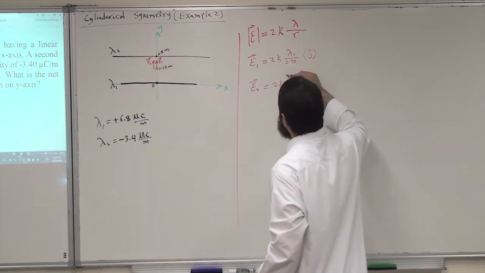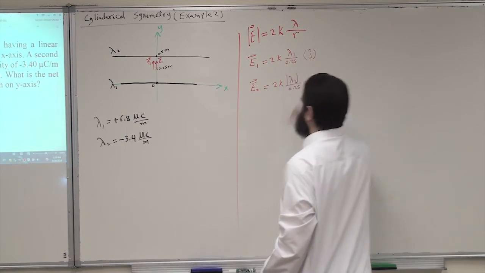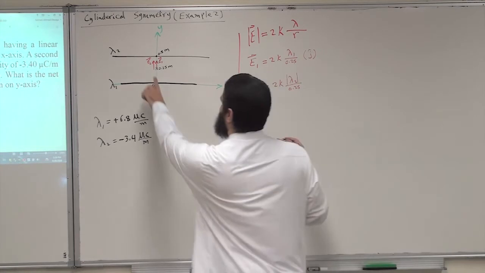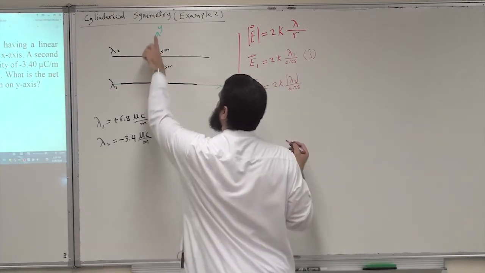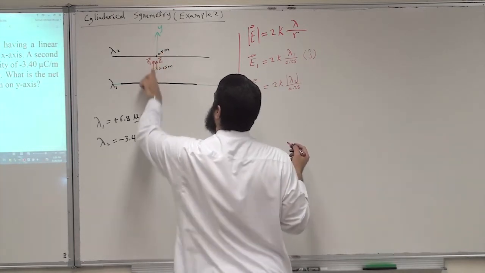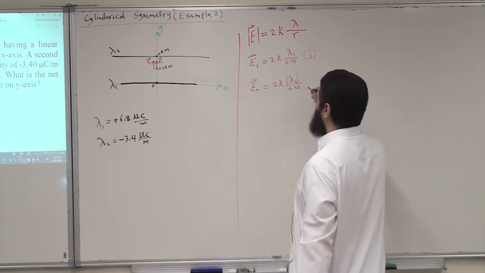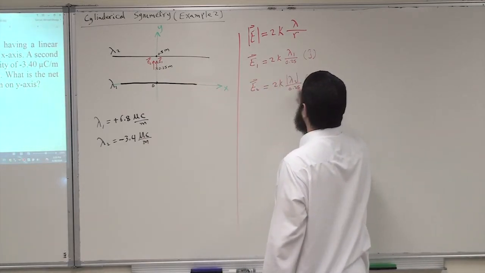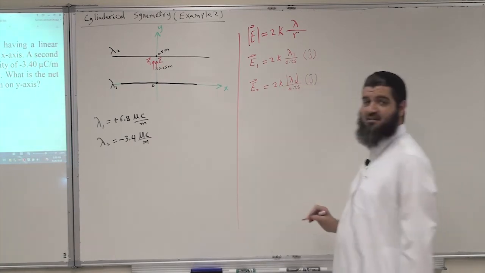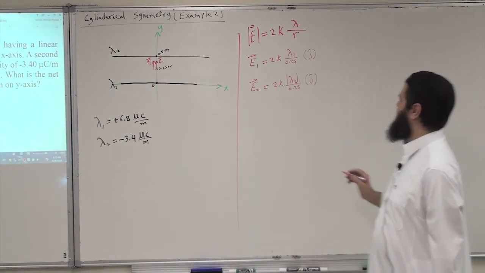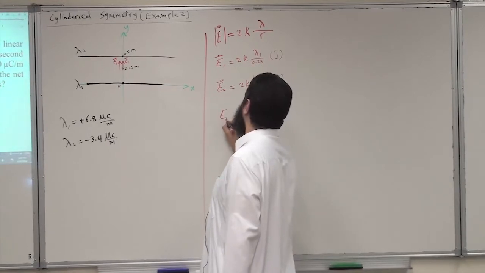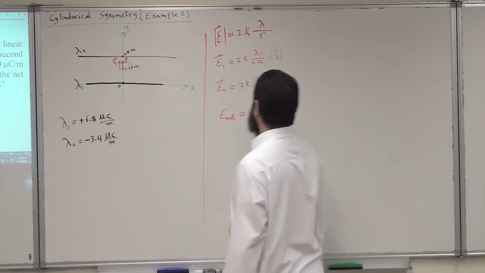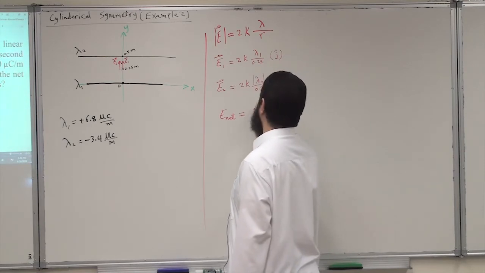And of course here I'll take only the magnitude of lambda 2. Why? Because I consider the direction here. The electric field is directed toward line charge number 2. So this is the direction. You don't need to consider the minus sign here. So the net E at that point will be equal to E1 plus E2.